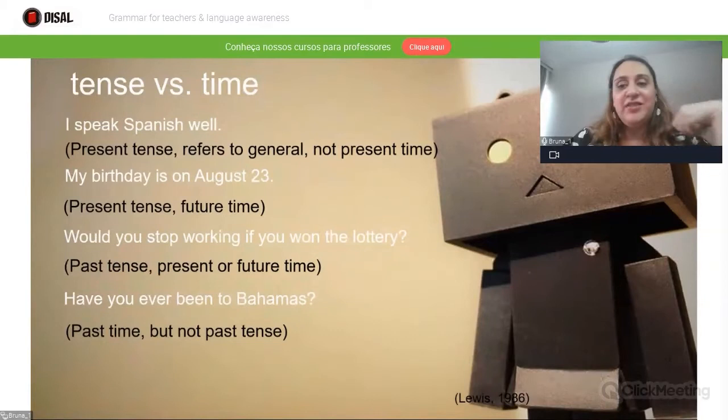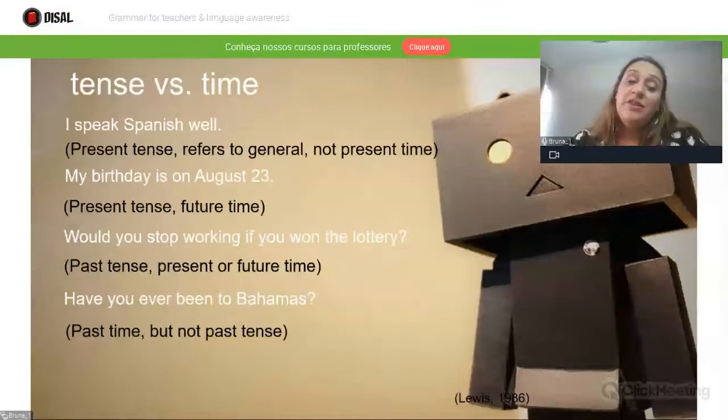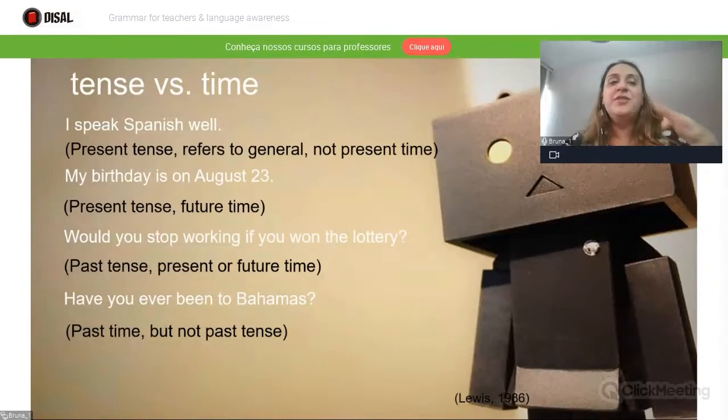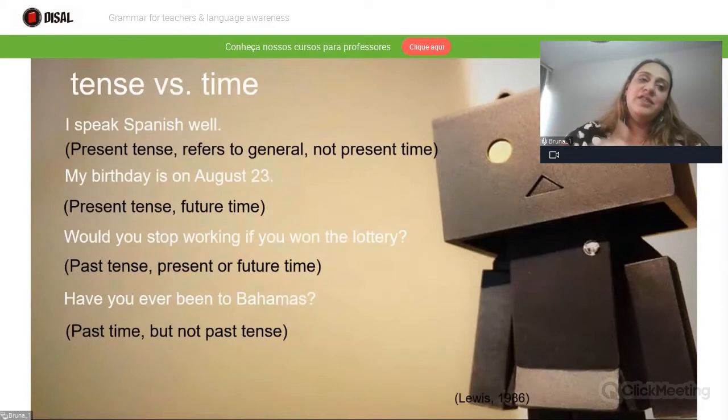Exactly what Melissa said. There are so many ways to express future. We can use, for example, present to express future, like my example number two. We can use will, we can use going to, we can use present continuous to express future too. So there are many ways to express future. So we are expressing future time, but one of the possibilities is to use the simple present tense to do that.